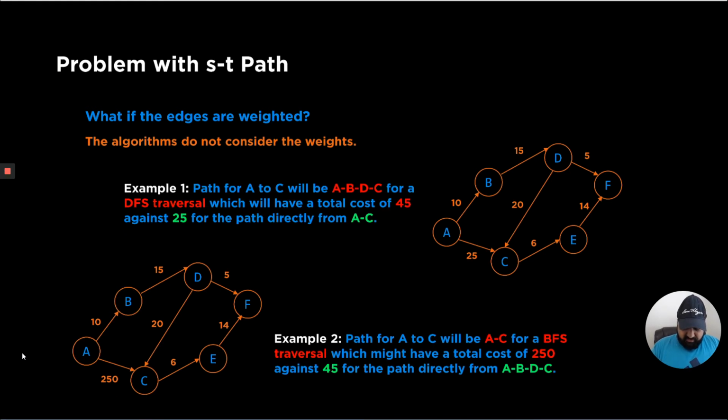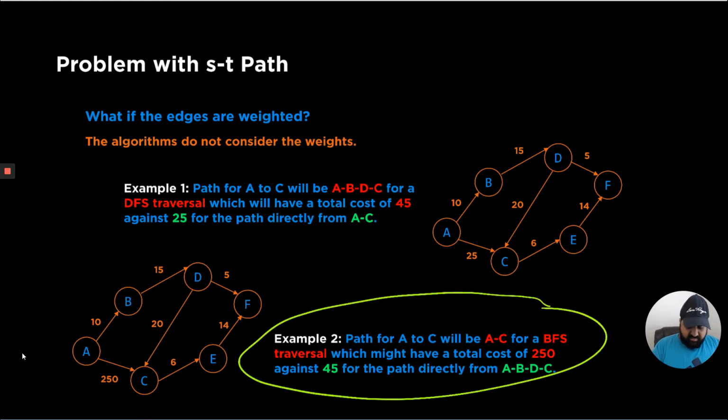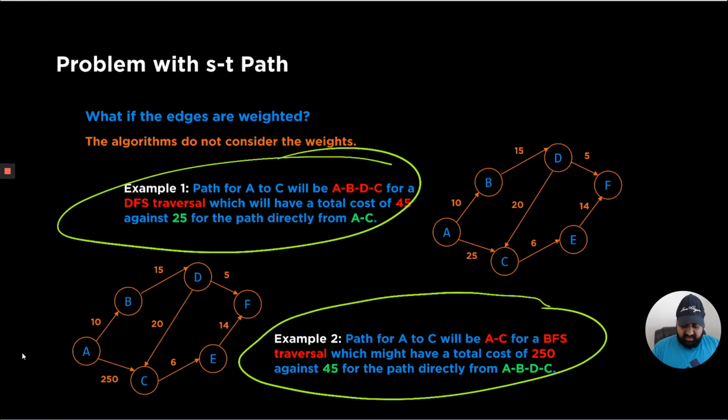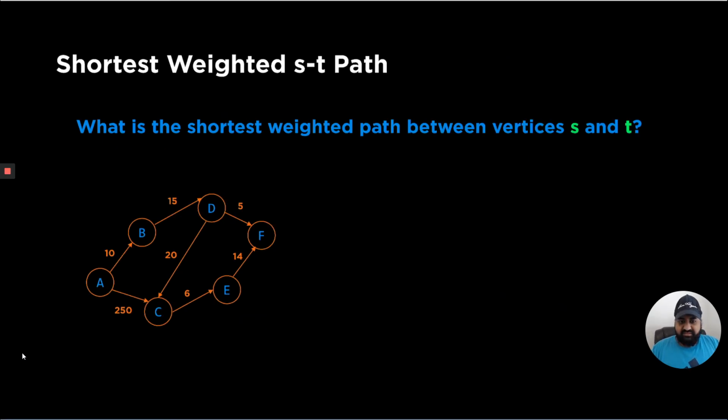So I've just summarized these examples here, you can read them. If we take the path ABDC in this DFS, it will be greater. And if we take the path AC in this BFS, to traverse from node A to C, these are two different examples for two different graphs. So how can we fix this?